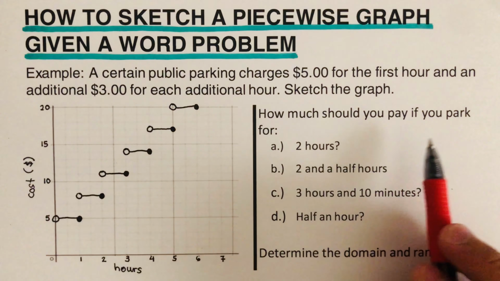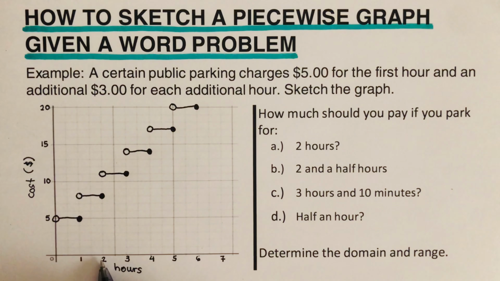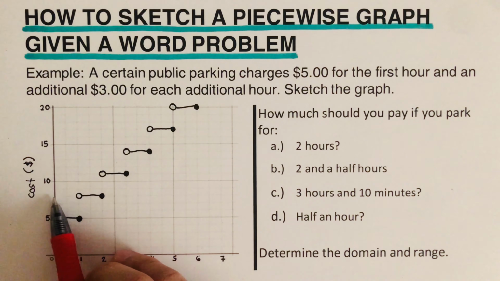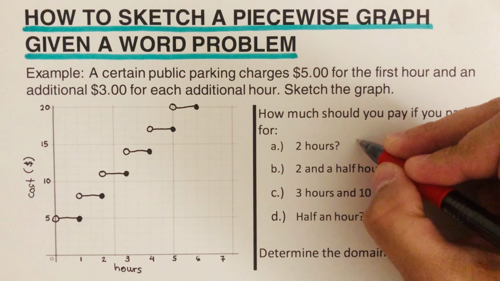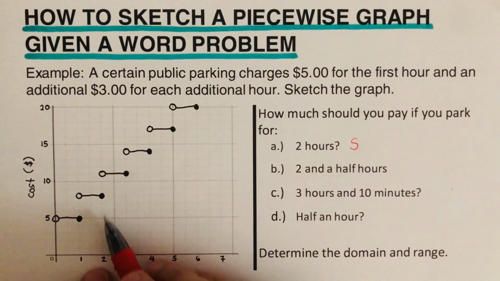How much should you pay if you park for 2 hours? So we go to 2 hours and we trace it up here. So this is going to be $8. I'm just going to go ahead and write this as, again, for 2 hours it's going to be $8.